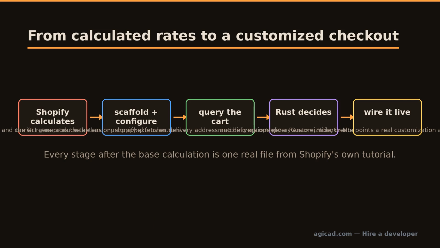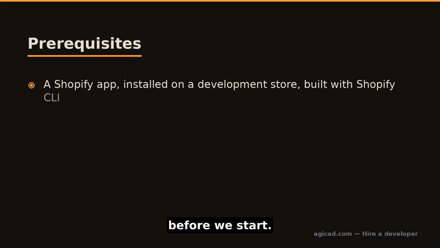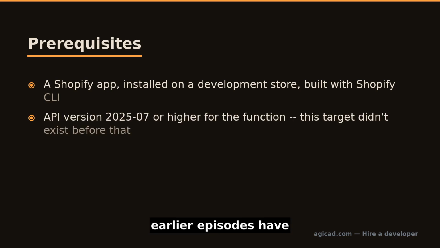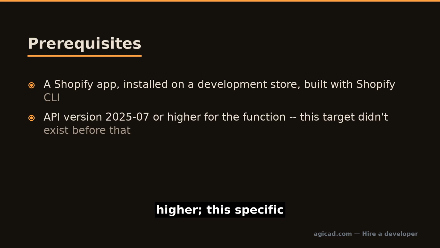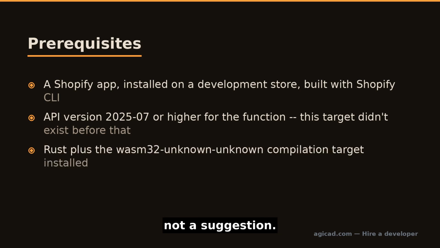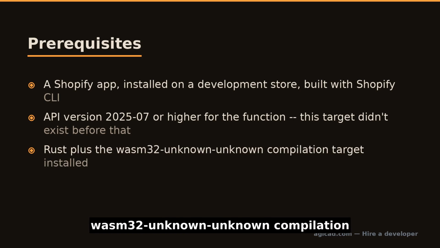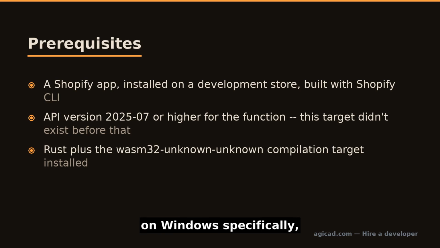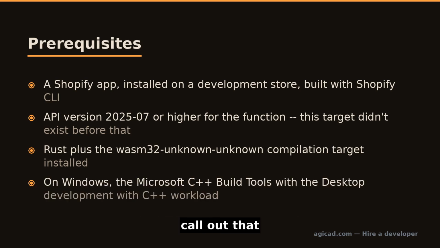A short list before we start. You'll need a Shopify app, already installed on a development store, built with Shopify CLI. Same setup earlier episodes have used. Your function needs API version 2025-07 or higher. This specific target simply didn't exist on older versions, so that's a hard floor, not a suggestion. You'll need Rust installed, plus the wasm32-unknown-unknown compilation target Rust adds. And if you're on Windows specifically, Shopify's own docs call out that Rust needs the Microsoft C++ build tools, with the desktop development with C++ workload selected during install.